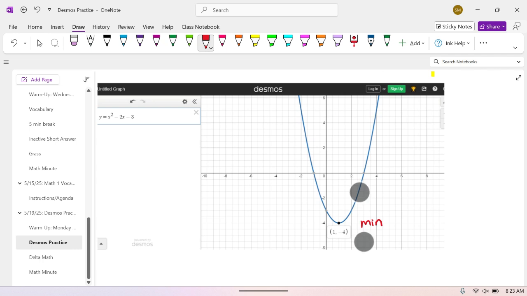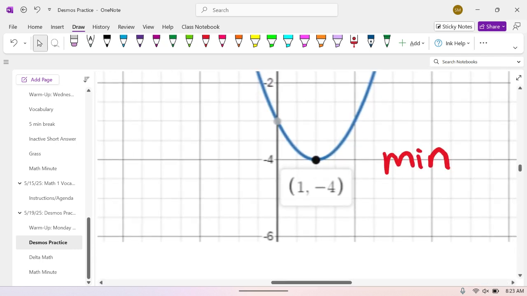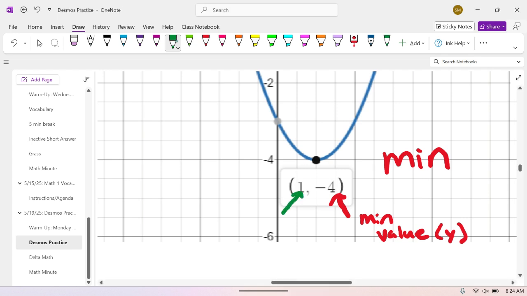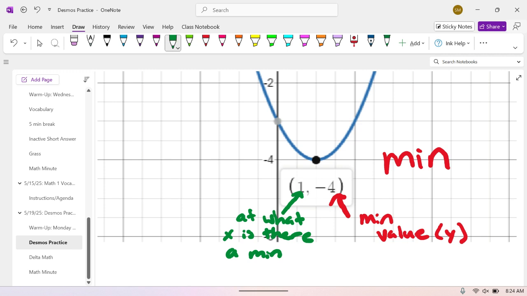Now, when we're talking max and min, all right, if they're asking for the max or min value, we refer to the y value. If it's talking about the value of x, is there a minimum? That's when you use the x value. So that's typically how they'll state. So at what x is there a min? And if they just ask for the minimum value, they want the y value.